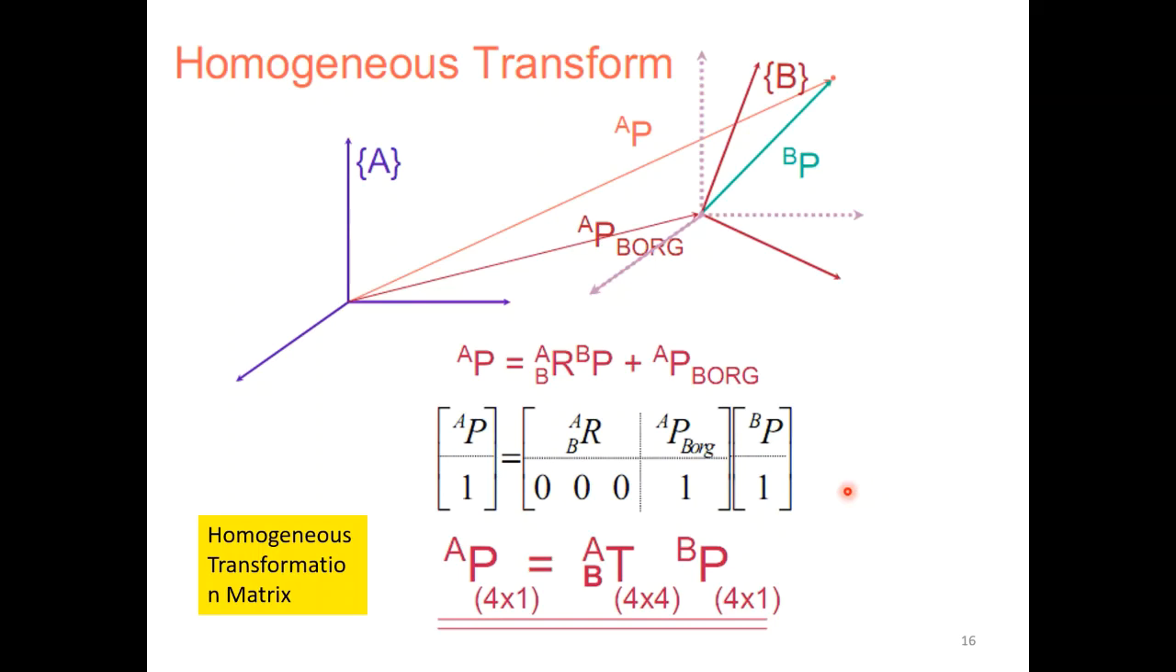So now if you look at this matrix, it's weird, right? The left top 3 by 3 and then the right top 3 by 1. You can make that into one single matrix called ABT. So ABT is what we call the homogeneous transformation matrix. It has both rotation and translation information together in a 4 by 4 matrix, right? 4 by 4 matrix.